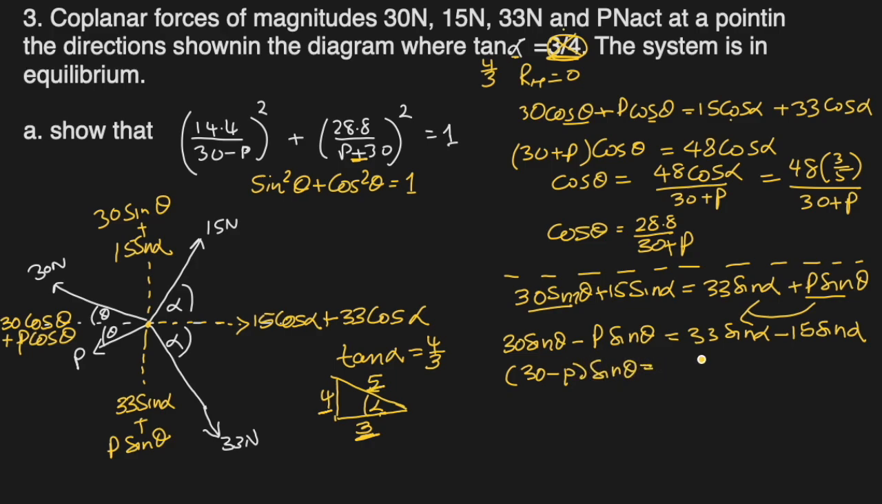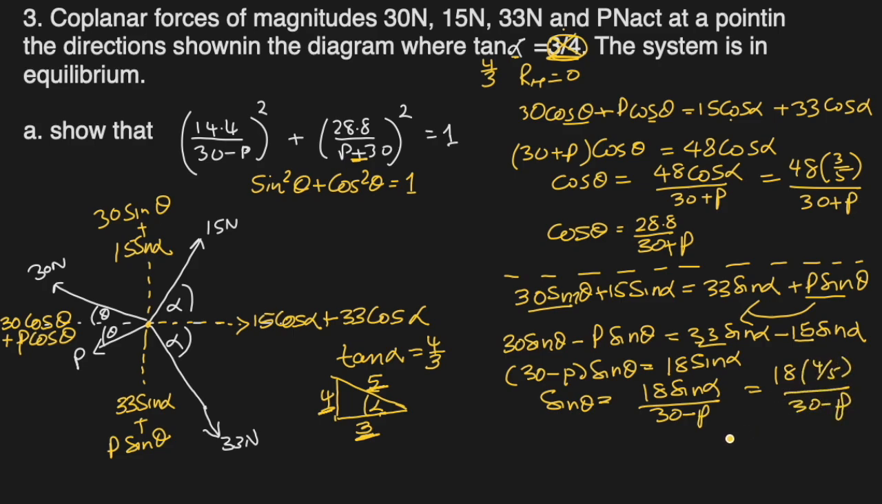Sine theta will be equal to how much? 33 minus 15, 18 sine alpha. Again isolate sine theta, which will be 18 sine alpha over 30 minus p. Sine alpha according to this drawing will be 4 opposite over hypotenuse, 4 over 5. So 18 times 4 over 5 over 30 minus p, and definitely it is going to be 14.4 over 30 minus p, and we know that sine square theta plus cos square theta equal to 1.